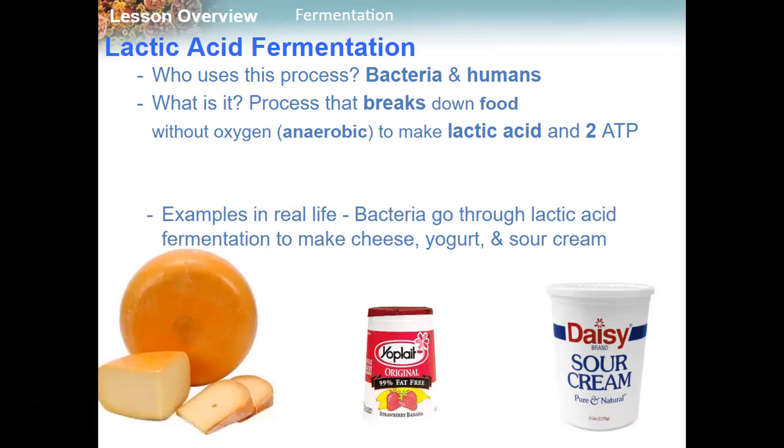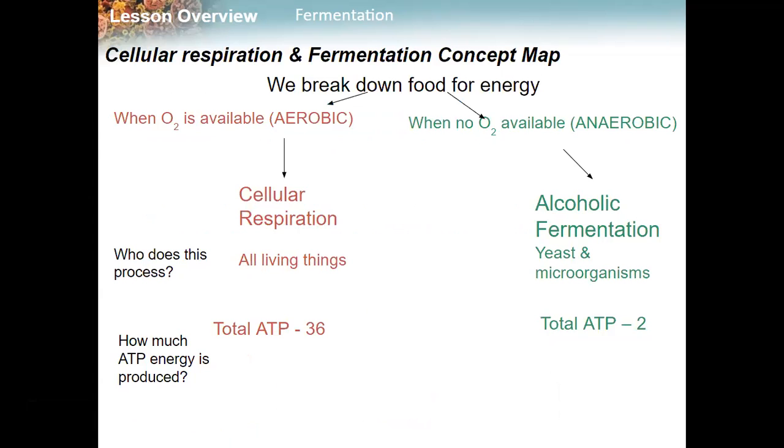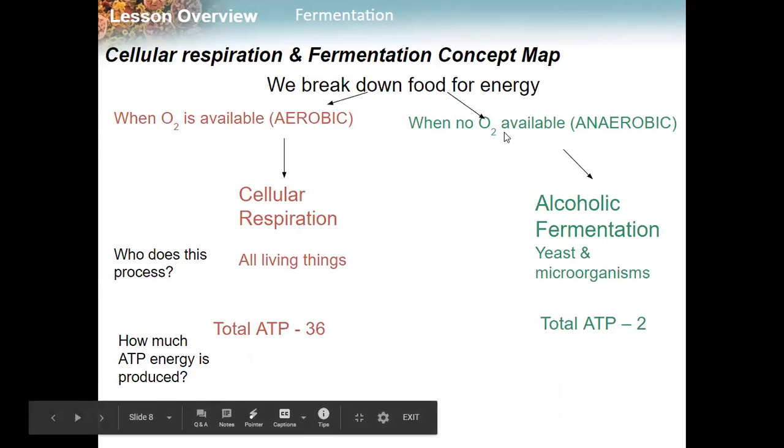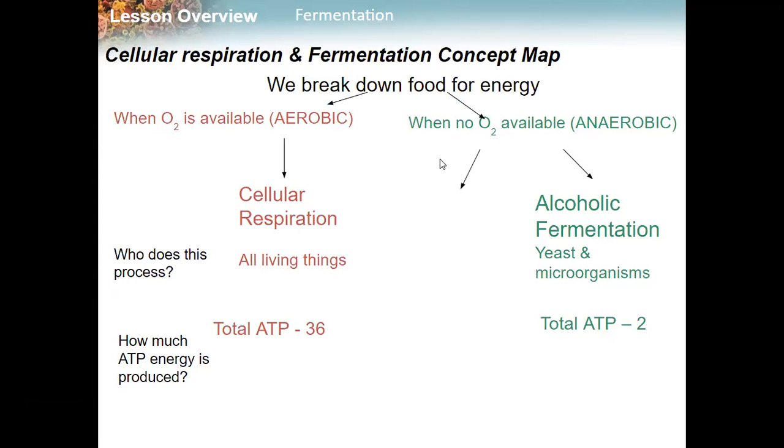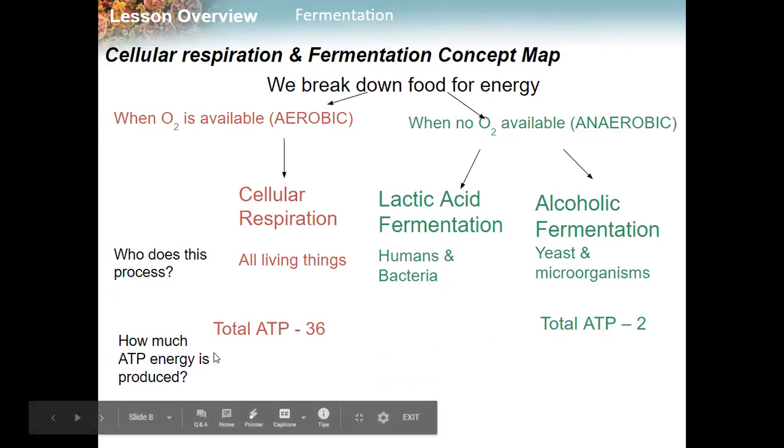Now, let's take a look at our concept map in our notes. So remember, when we break down food for energy and oxygen isn't available, and that's anaerobic because oxygen's not there, we do the process of lactic acid fermentation. So drag and drop this term into your notes into the section. Who does this process? Bacteria and humans. And how much ATP energy is produced? 2 ATP.